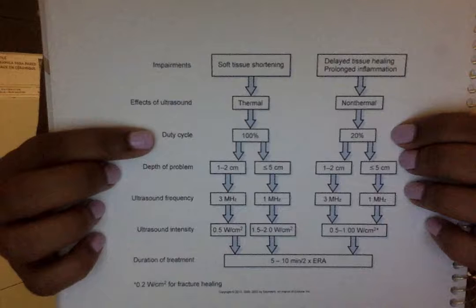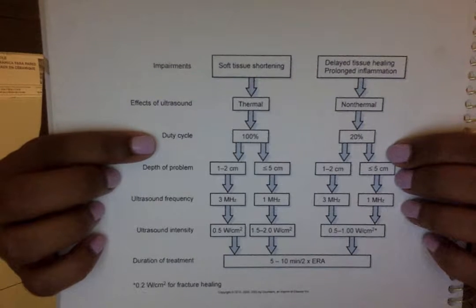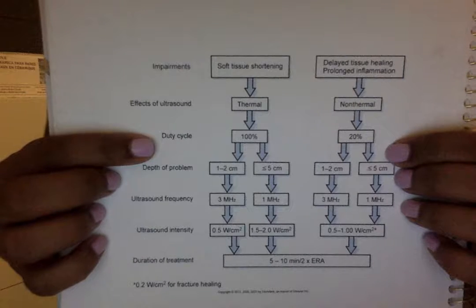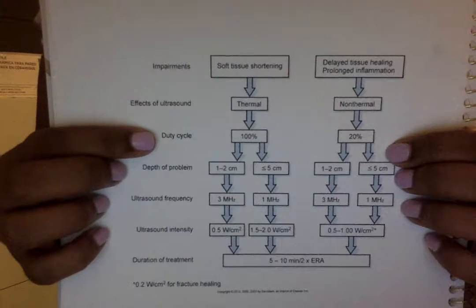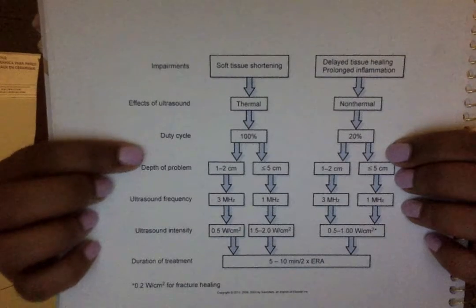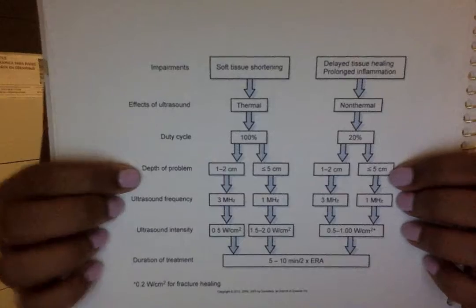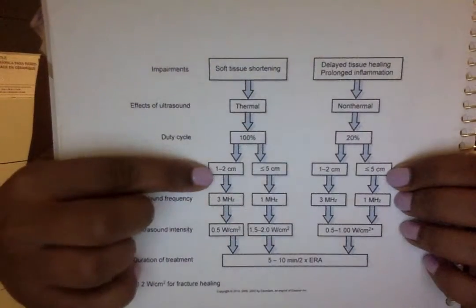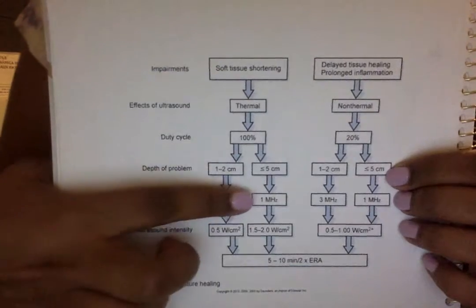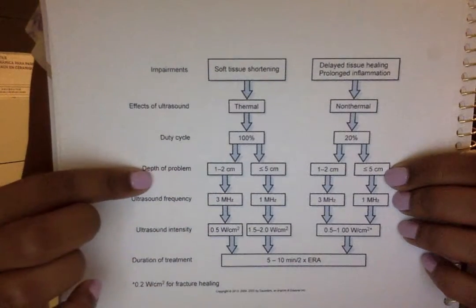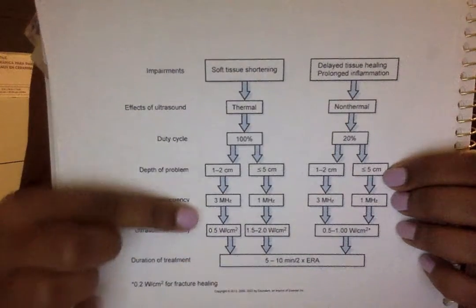To achieve heat, you want to do a duty cycle of what's called continuous. So it's continuously radiating heat, and it's going to produce the thermal effects that you need to promote healing and stretch out the muscles. From there, you want to decide how deep is the problem that you're treating in this category here. Is it shallow, 1 to 2 centimeters, or is it deeper than that, 3 to 5 centimeters? Based on the depth of the structure that you're trying to treat, you select the frequency and intensity.